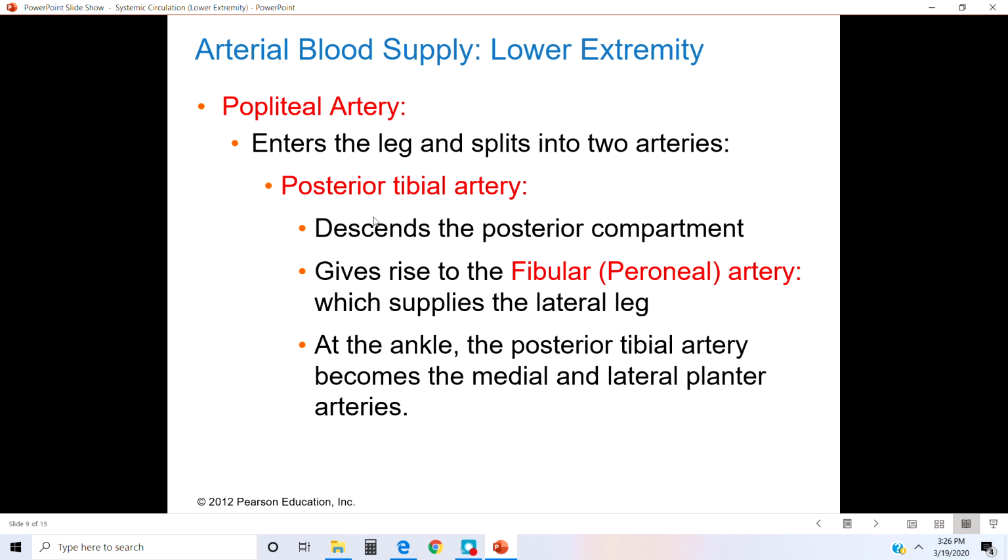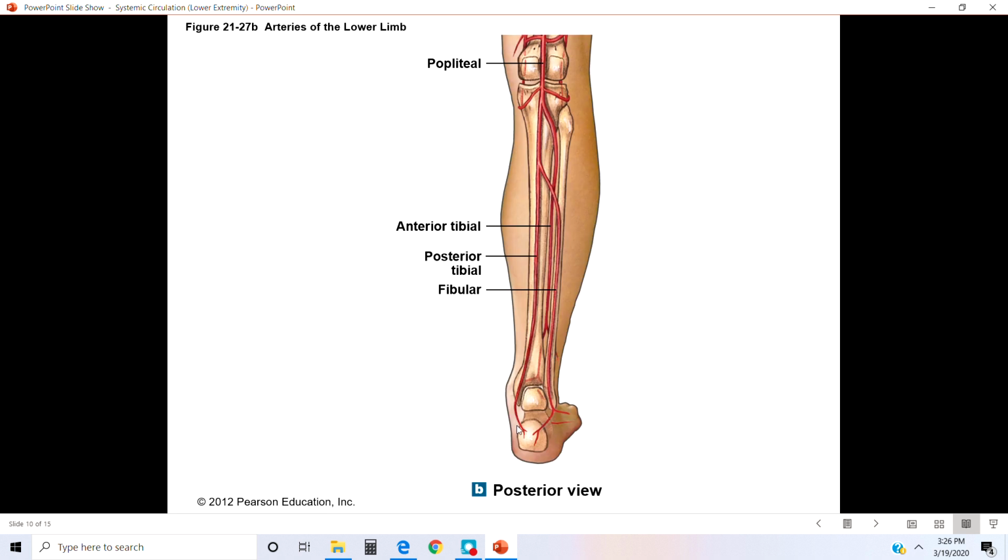Okay, so the posterior tibial artery descends the posterior compartment, and it will give rise to the fibular artery, which goes into the lateral leg. And again, that's going to do the fibularis longus and the fibularis brevis, that type of thing. At the ankle, the posterior tibial artery is actually going to go to the bottom of the foot and go into the sole of the foot, and we call them the plantar arteries. There's actually a medial and a lateral plantar.